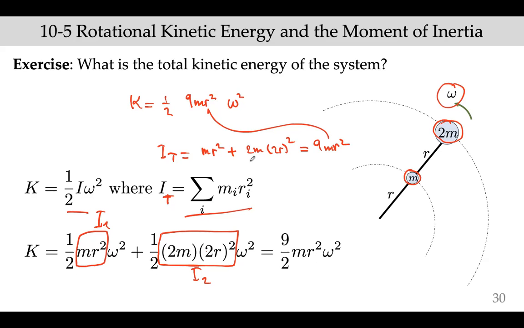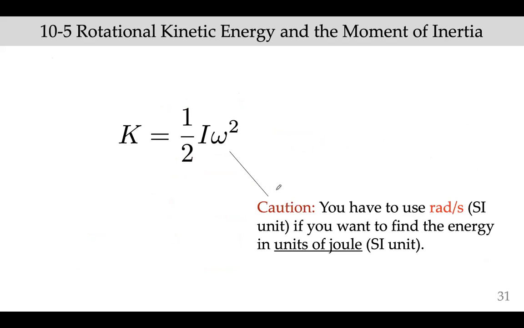So the point here is that either you can calculate the total moment of inertia of the system and write the kinetic energy, or you can write the kinetic energy separately. But again, we are using the same omega for both objects because they are both rotating with the same omega. Now there's this caution: if you want to find energy in units of joule, you have to use radians per second for omega, the angular speed.